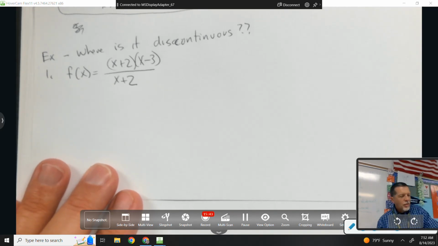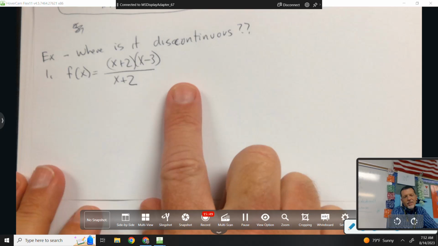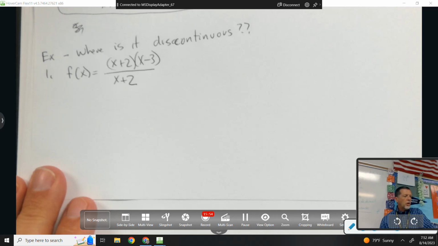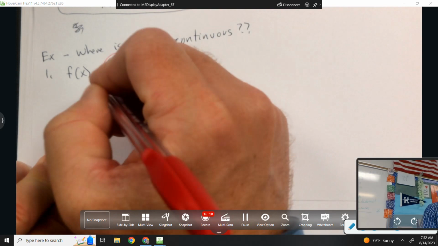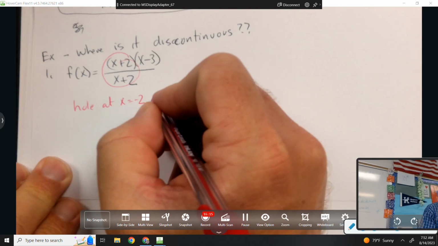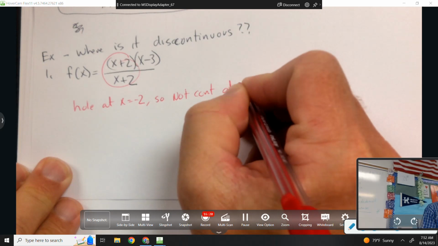So like the way this question is worded, you don't need to do the formal way because it didn't say prove or show. It just says where's it discontinuous. So you tell me, looking at that equation, where is it not continuous? Where's the problem? Or is there a problem? What's that? Where's the hole? So there's a hole at x equals negative 2. So not continuous at x equals negative 2.